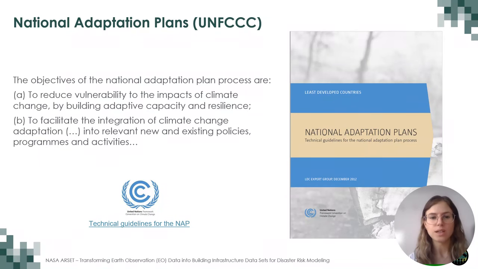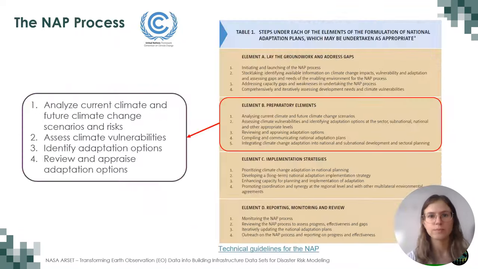The objectives are to reduce vulnerability to the impacts of climate change by building adaptive capacity and resilience, and also to facilitate the integration of climate change adaptation into relevant new and existing policies, programs, and activities at all levels. So we mentioned the National Adaptation Plan is actually a process. We call it the NAP process.